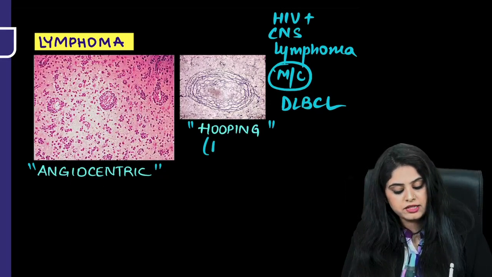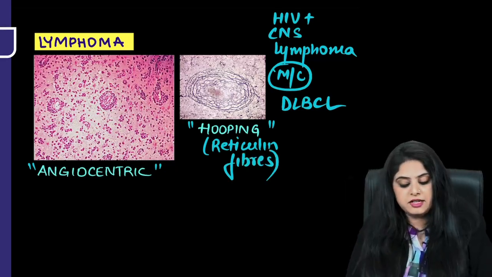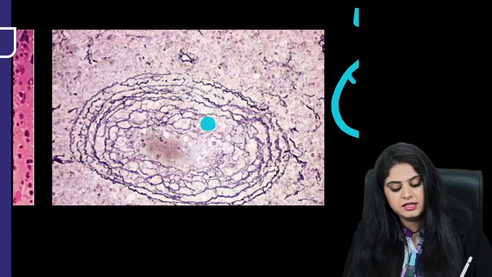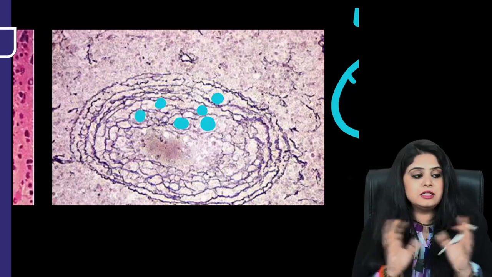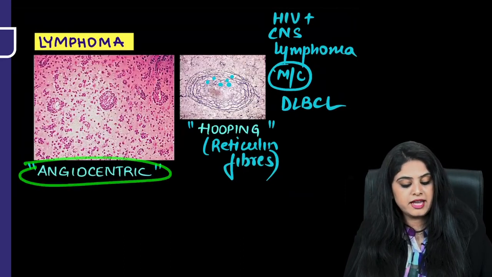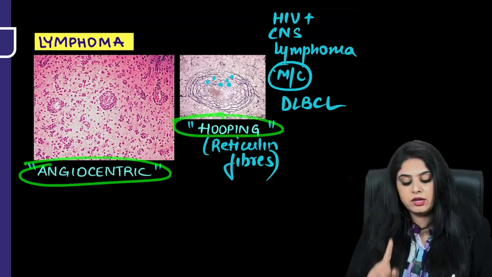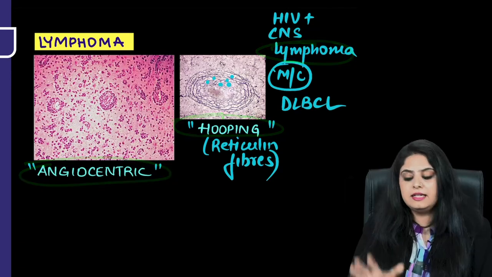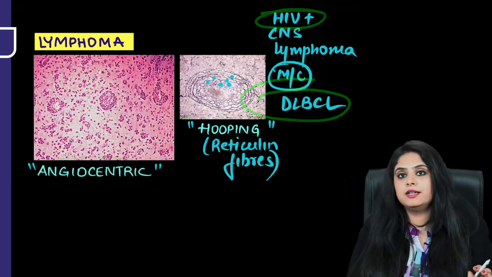And further, I saw that when I wanted to find out reticulin fibers, I saw that around every cell there is a reticulin fiber. See, this must have been a cell, fibers are around it. This must have been a cell, black. So if I draw the cells, you are seeing how the fibers are encircling the cells. Right? That is known as the hooping pattern. So whenever they use words like angiocentric and hooping in the brain, they're talking about a lymphoma. Most likely it will be an HIV positive situation with DLBCL.